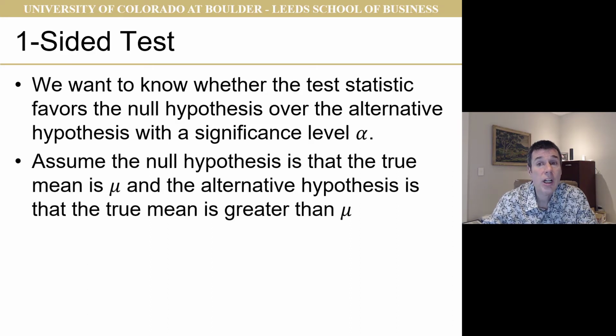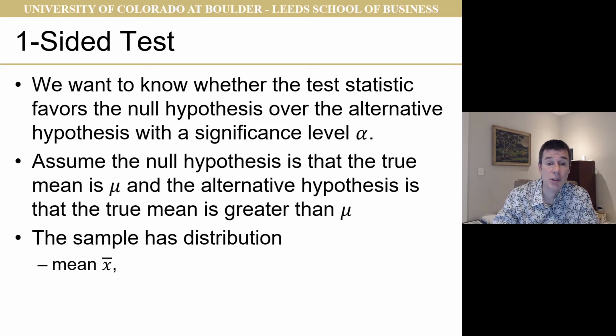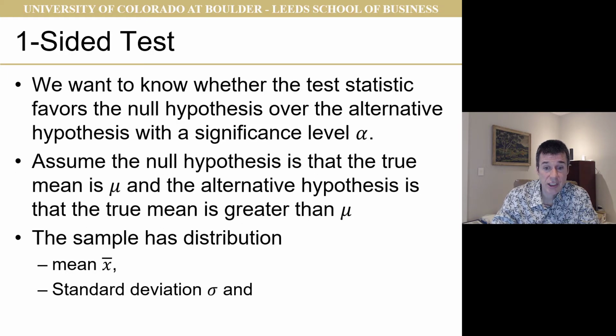So assume that the null hypothesis is that the true mean is mu, and the alternative hypothesis is that the true mean is greater than mu. The sample has a mean, x bar we'll call it, a standard deviation sigma, and sample size n.